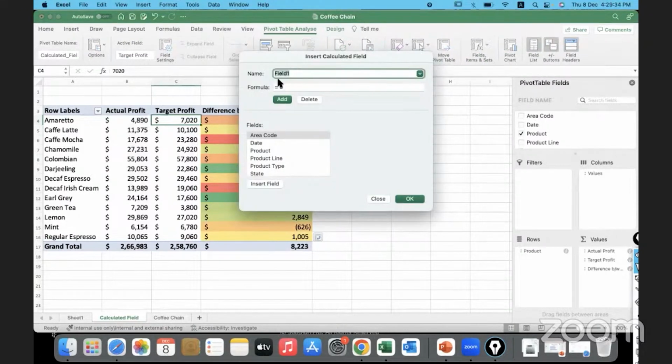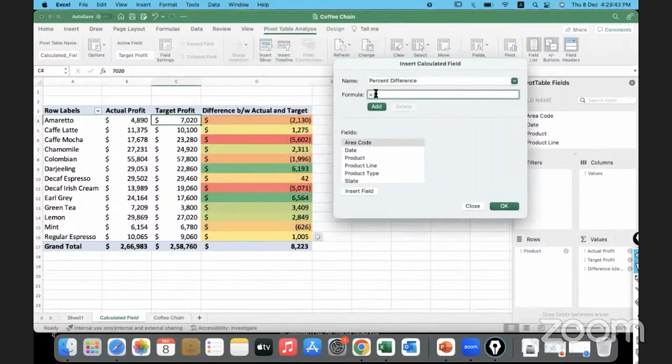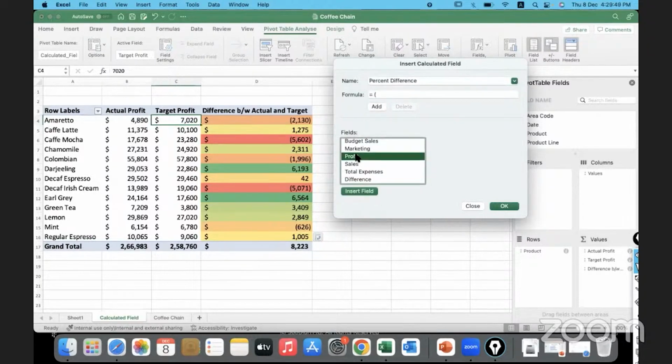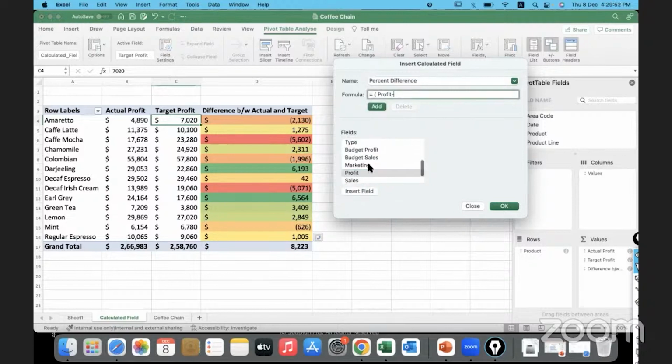There. So the name for the calculation, I will say percent difference. And here we are going to build our formula. So the formula will be the actual profit minus the target or the budget profit, and the whole thing should be divided by profit. It will come in decimal format. Okay, it's going to come in decimal format, but later we will change it to percentage through formatting. Okay, so this is my formula: profit minus the budget profit divided by the actual profit. That would be the difference computed as a percentage of profit.